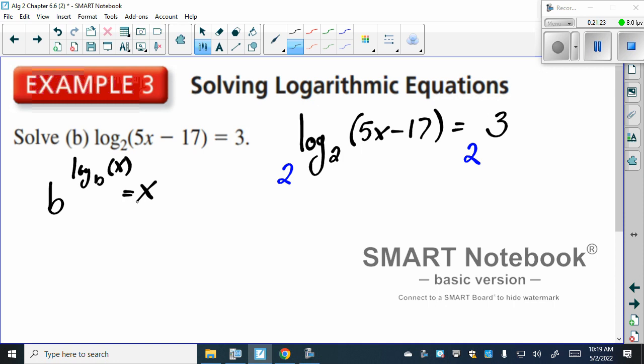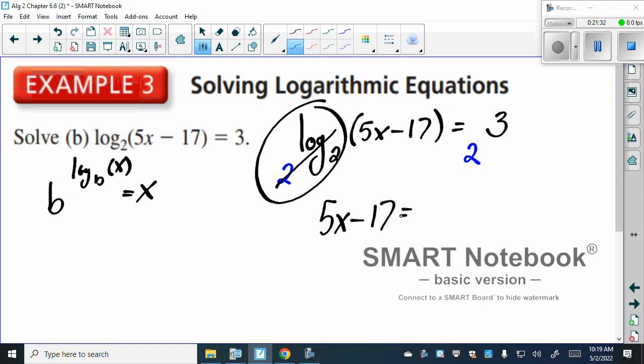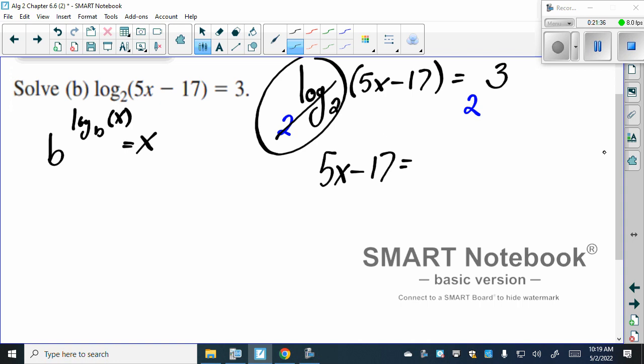Because here, 2 to the log base 2 cancels out, leaving us with 5x minus 17 is equal to. On the other side, we have what? 2 to the third power. And what is 2 to the third? 8. Because 2 squared is 4, times 2 again is 8. So 2 to the third is 8.